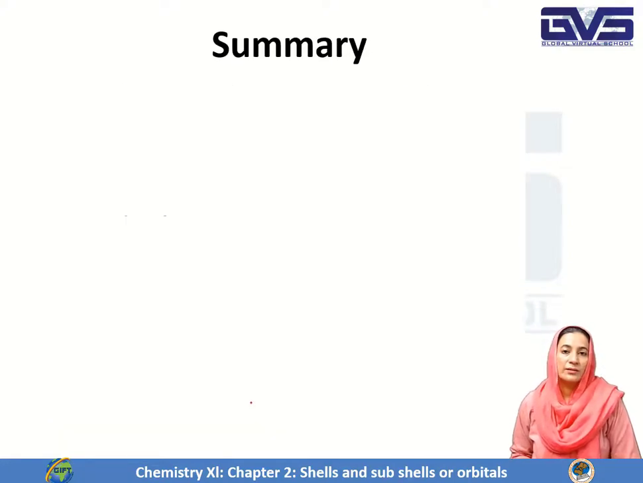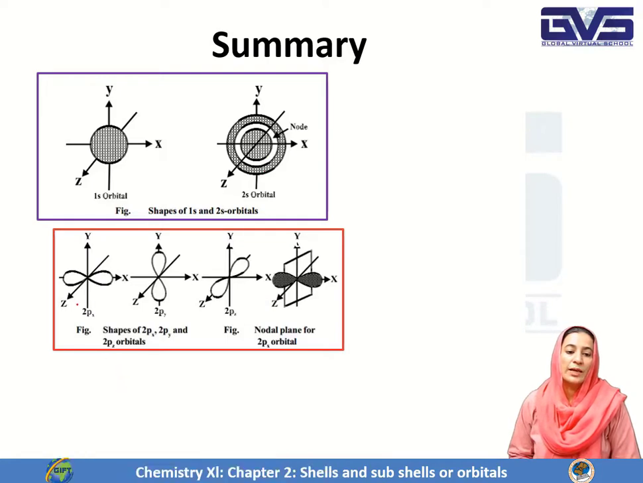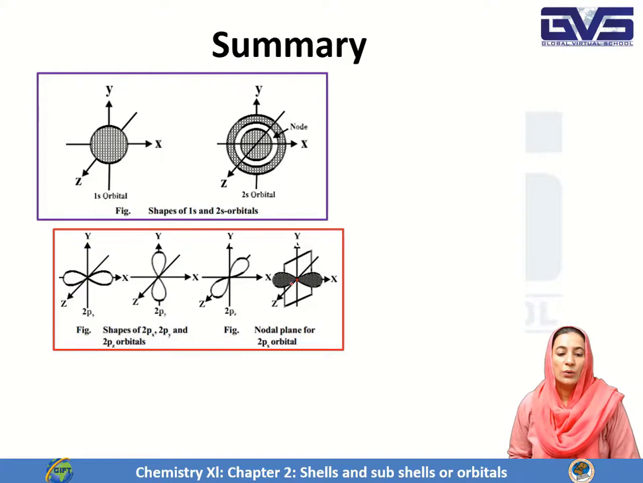Students, now I will summarize today's lecture. We have learned about the shapes of s and p orbitals, like this is 1s, this is 2s, and the 2s is greater in size than the 1s, and this is like a nodal space. Then the shapes of p orbitals: px is on the x axis, py is on the y axis, pz is on the z axis, and the space between the dumbbells, where the probability of finding the electron is minimum or 0, is the nodal plane.